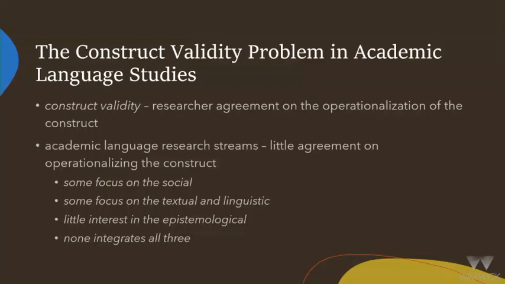The second point here, some focus on the textual and linguistic dimensions. These include the approaches to genre, followed by systemic functional linguists, and the English for specific purposes approach to genre, and also a lot of studies in this area involve corpus investigations.